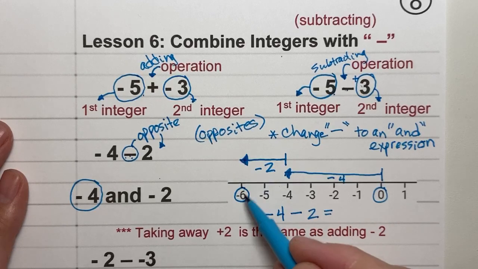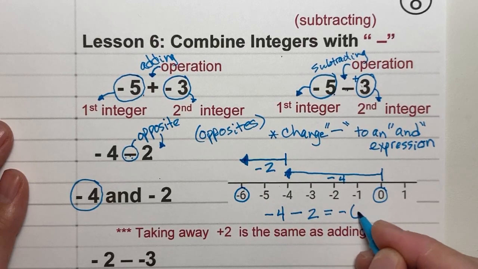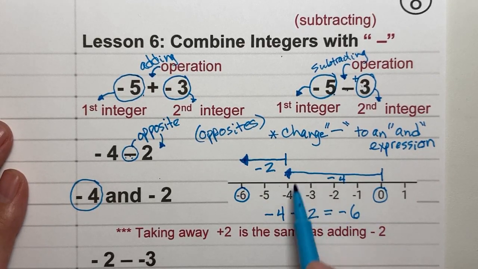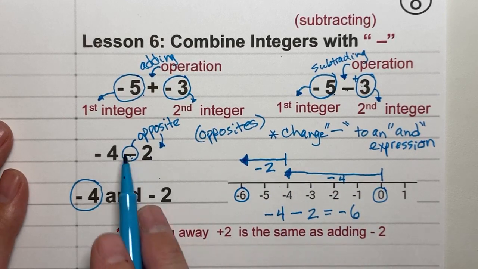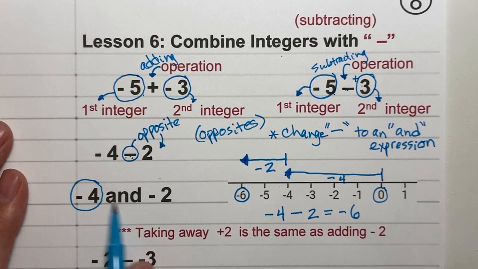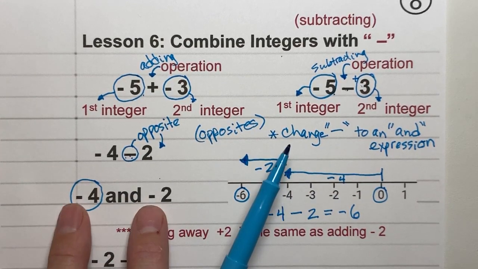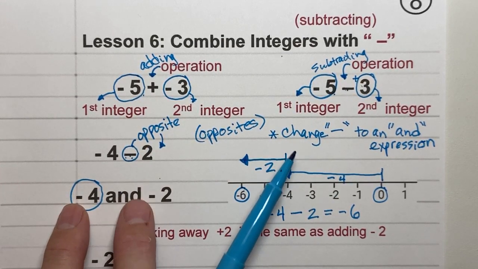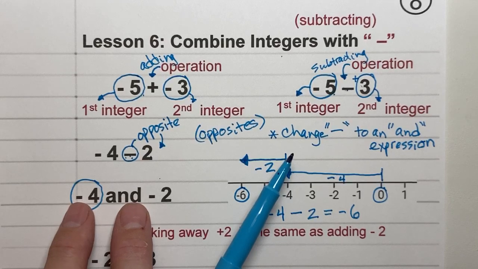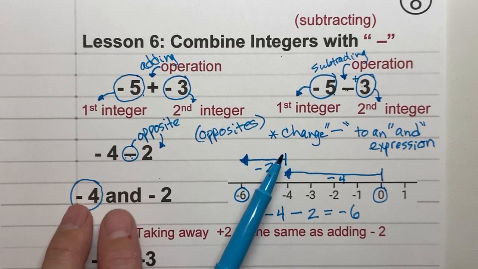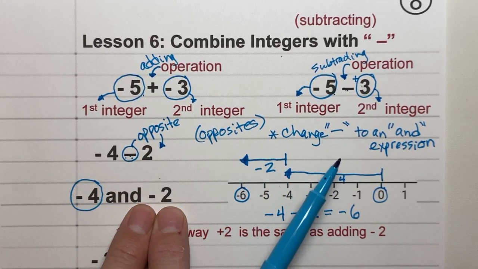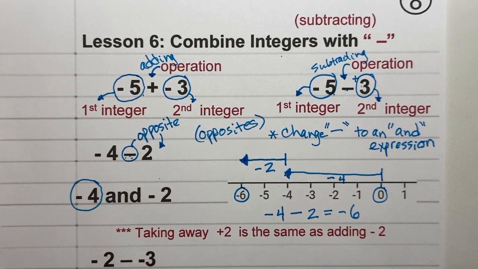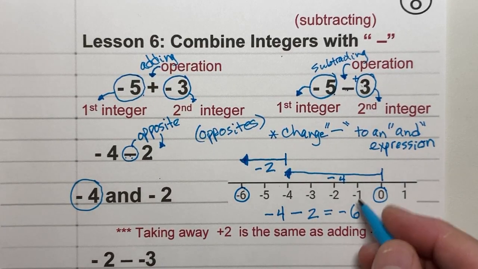-4 subtract 2 does equal -6. So the number line matches up with the concept. If we look at -4 and -2, they're both the same. So if we change it to an opposite statement where we can combine it, 4 negatives and 2 negatives does come out to 6 negatives.